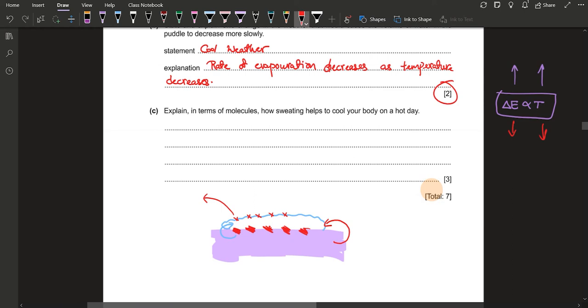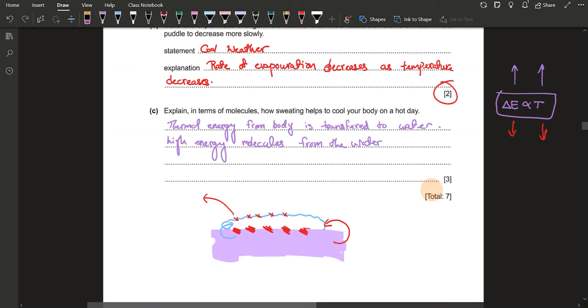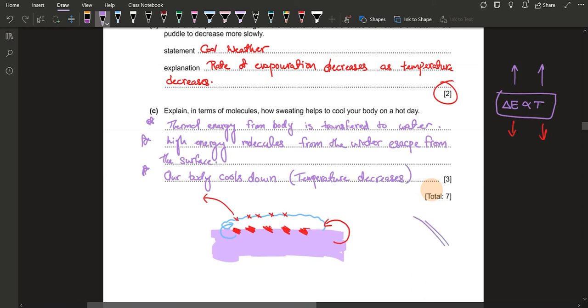So we can write the simple explanation for this, that thermal energy from body is transferred to water, and high energy molecules from the water surface escape from the surface. And because of this, our body cools down. So we can write here, our body cools down, or we can say that the temperature decreases. And we are done with question number 3.